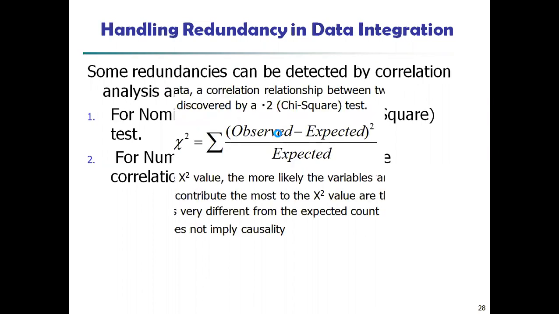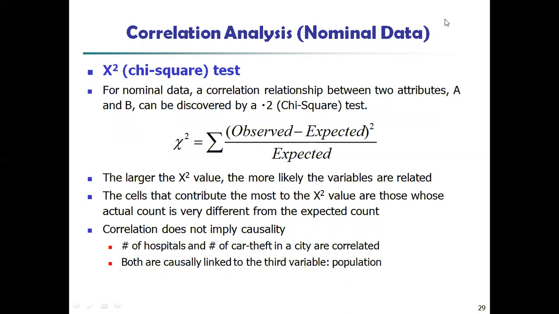What is the first one here? The first one is the chi-square test. Whenever we go for the chi-square test for nominal data, we want to know the correlation between the two attributes, isn't it? The correlation between two attributes, A and B, can be discovered by a chi-square test. By using the chi-square test, we find out the correlation between the two attributes. How are we going to calculate it?